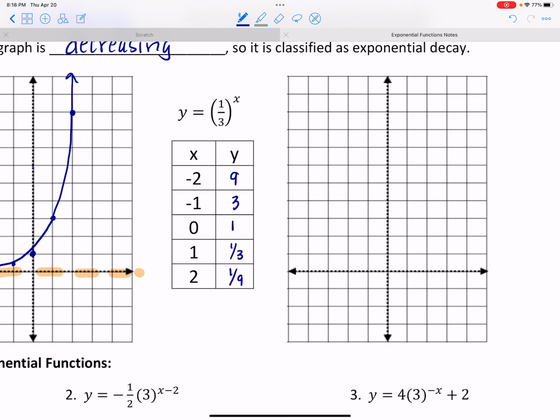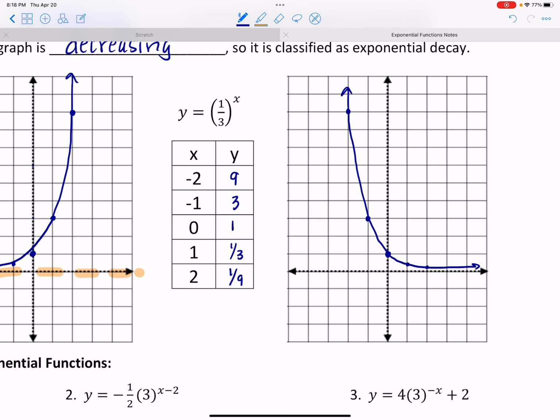So at -2, we're up at 3, 6, 9. And then at -1, we're at 3. Anything to the power of 0 is 1. And then we're down at a third, and then a little lower. And then this is just going to keep approaching the axis here. And again, I missed. Let me try that again. This is going to continue to grow in this direction.